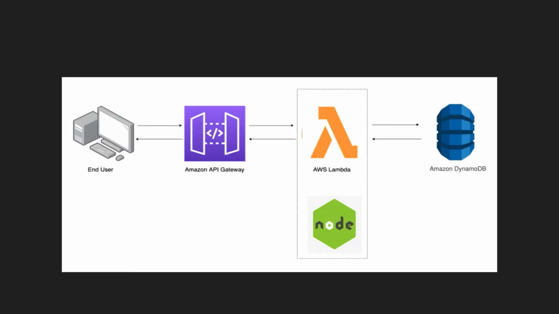Just to recap, this is the setup that we did. We have API Gateway, which is pretty much the one responsible for routing all the requests to the function that we created. And this is the end user. So as you can see, everything is working pretty well.